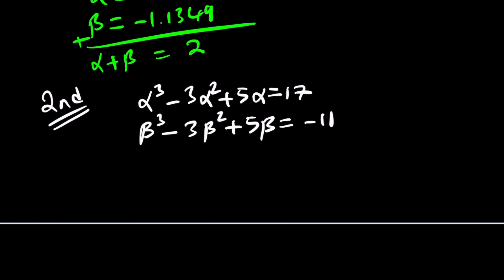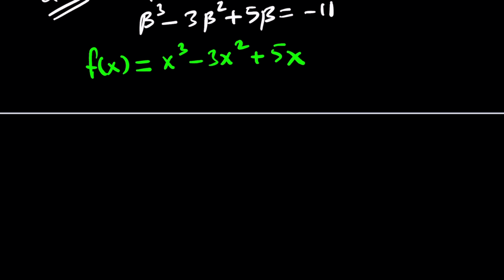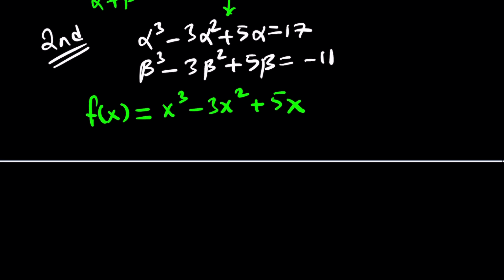Okay, now here's what we're going to do. We're going to go ahead and define a function, which makes a lot of sense, because if you look at the left-hand side of both of these equations, don't you see a pattern? Yes, the answer should be yes. So we're going to define f of x to be x cubed minus 3x squared plus 5x. Okay, now how does this help? Well, this gives us two pieces of information that is valuable.